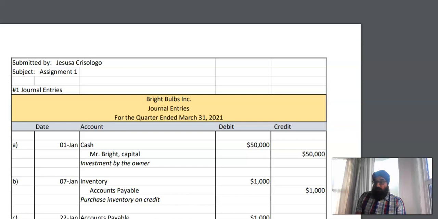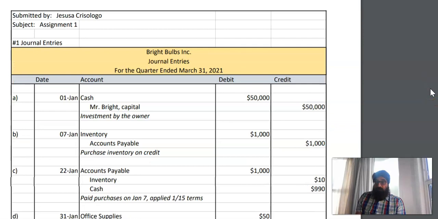Susan has been kind enough to let me demonstrate her work for other students. It's always nice to share a student's work rather than my own answer key. So she did a really good job with these journal entries here. You see everything is properly aligned with the date, debit on the left margin, credit on the right side, indented a little bit.